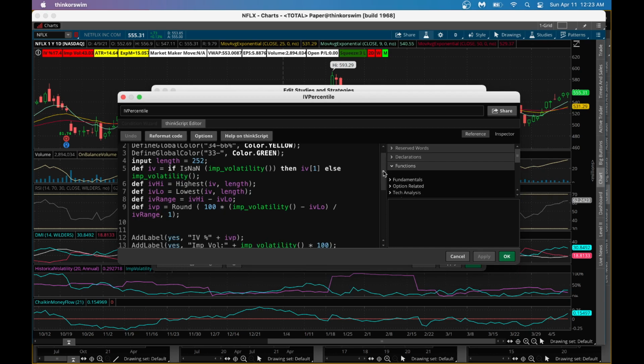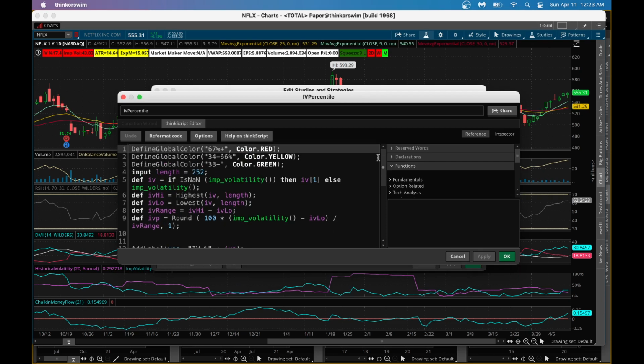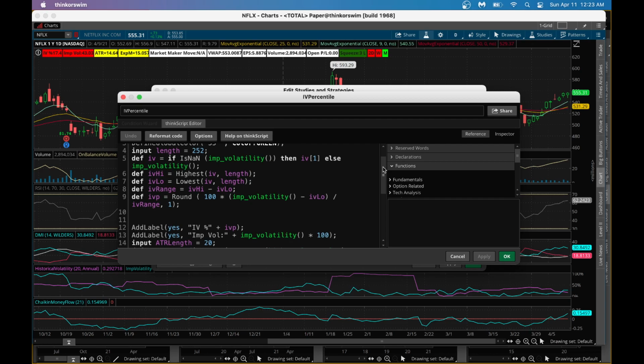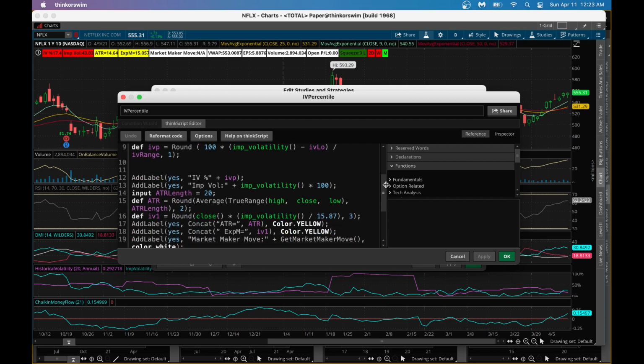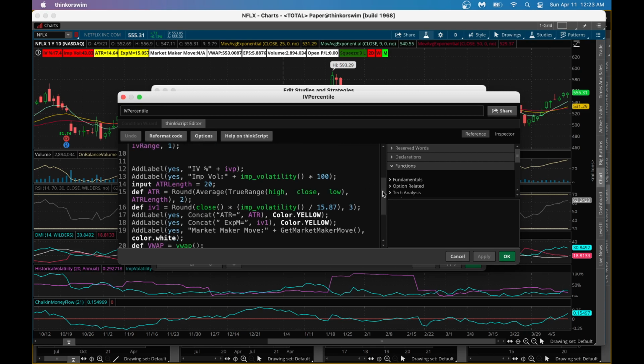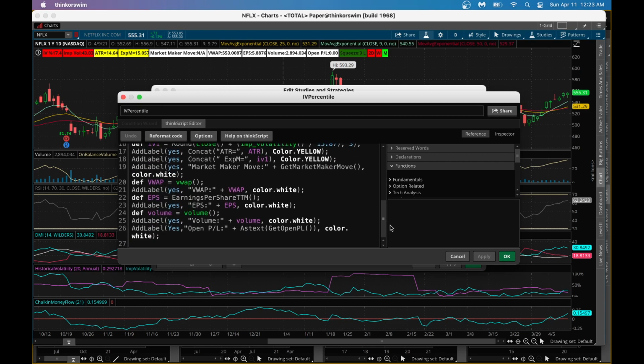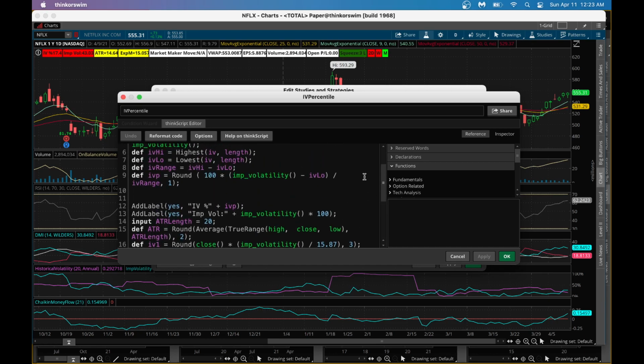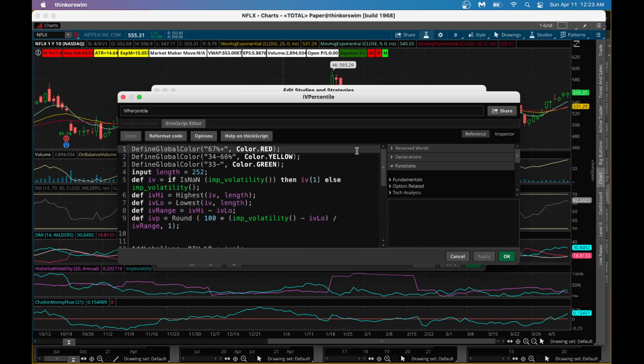This is not my code. I basically got it from an internet site, and it's good code. It tells you the actual implied volatility, IV rank. IV rank is very important for options buyers and sellers, because we need to know how IV is. If IV is low, you can buy long call options and call spreads.